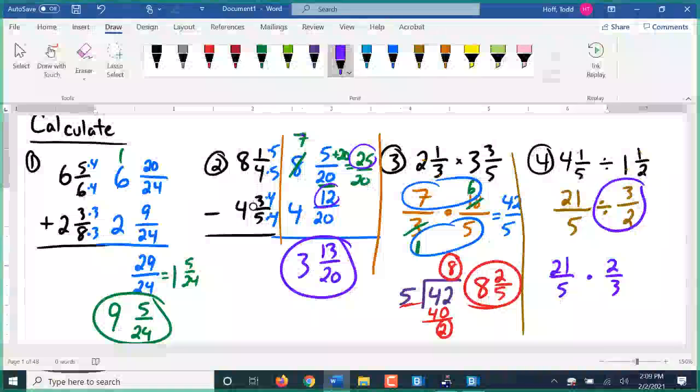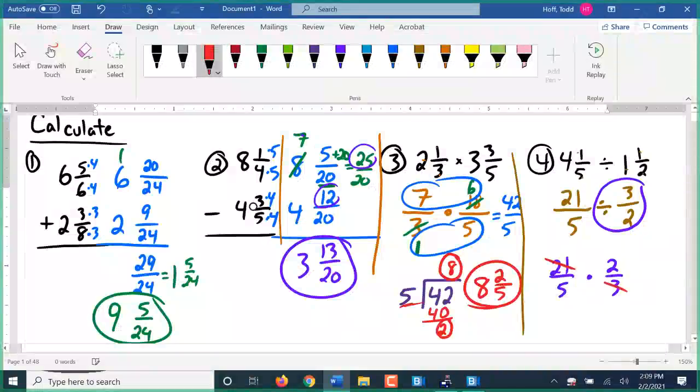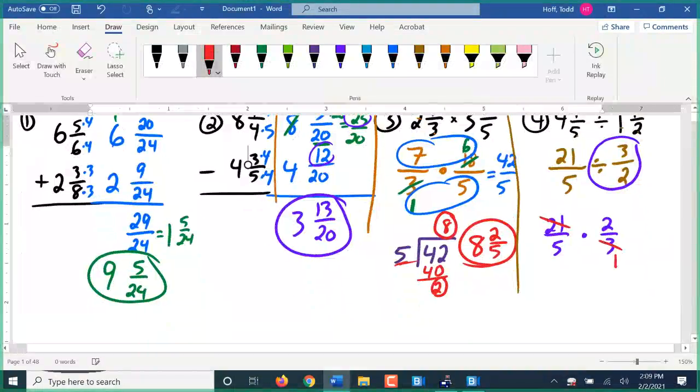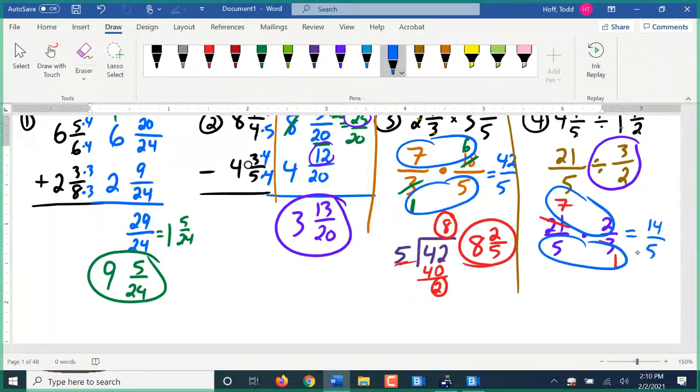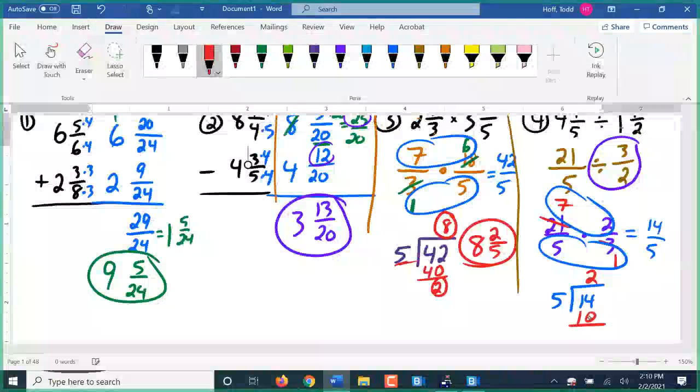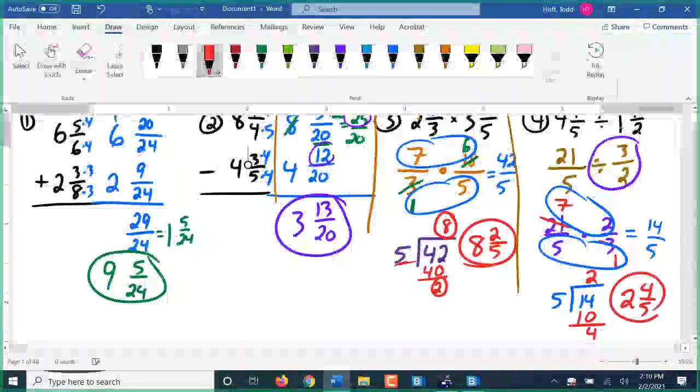Once again, we can cross cancel. We have 21 and 3, which both divide by 3. 3 divided by 3 is 1, and 21 divided by 3 is 7. And we can go ahead and multiply. 7 times 2 is 14. 5 times 1 is 5. To reduce that back down, 5 goes into 14 twice. 2 times 5 is 10. There's 4 left over. That is 2 and 4/5.